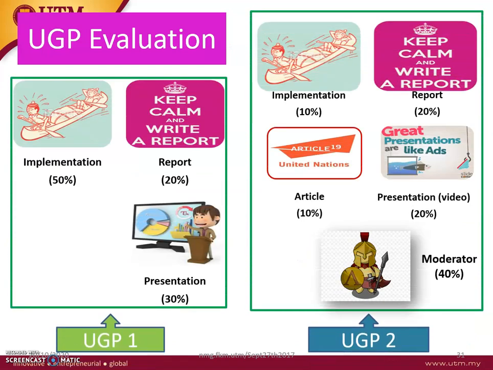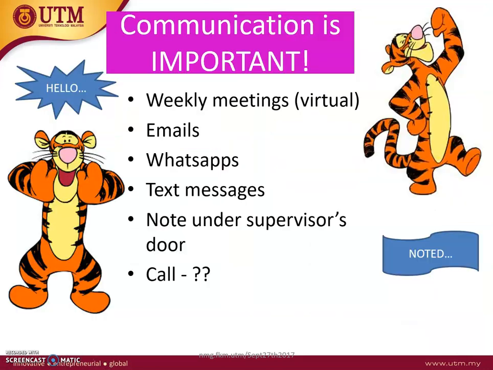UGP evaluation, so you have here UGP 1, yes, presentation is 30%. For UGP 2, presentation is 20%. And that man in the armor with the sword, yes, the moderator is going to give you 40% or less.